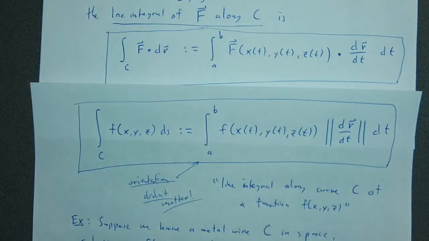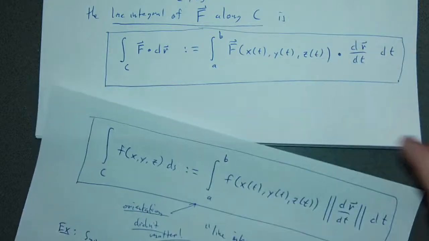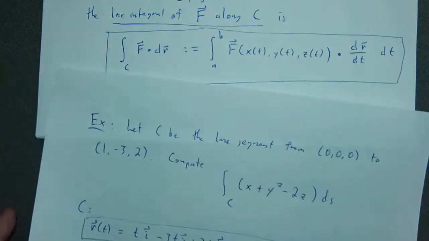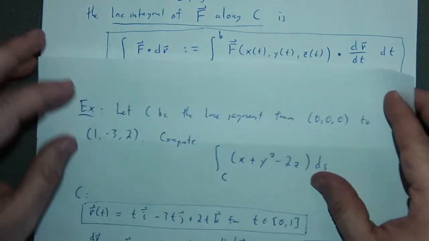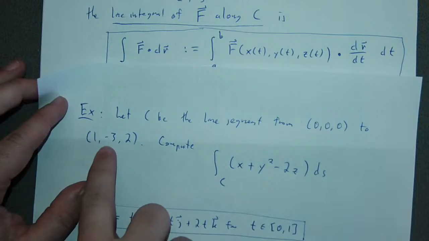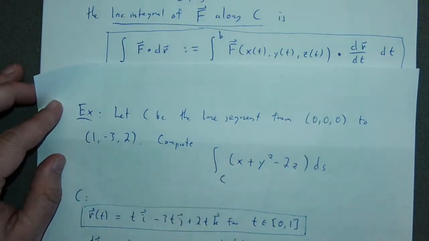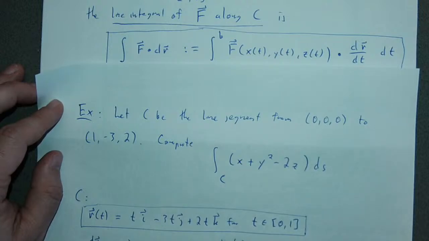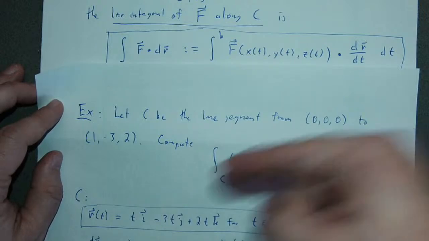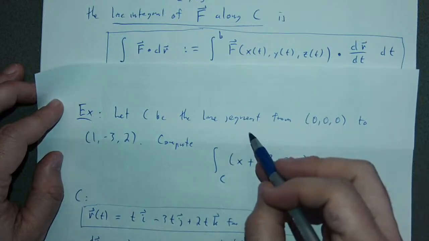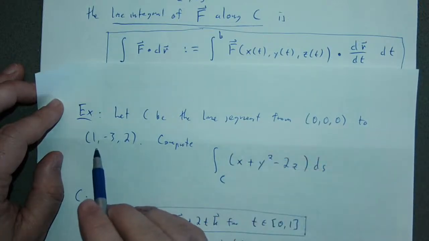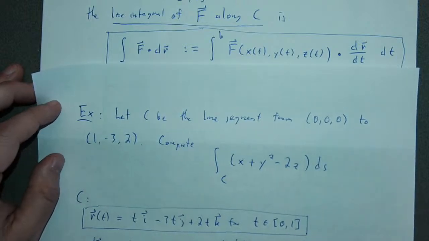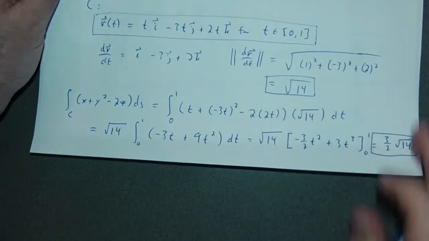What's another way to see this? Well, we actually did an example. Let me see if I still have it. There we go. So I described C in the example we did as a line segment from 0, 0, 0 to 1, minus 3, 2. Now that specifies a direction and orientation. The question is, would this computation have been altered in any way if I had oriented it backwards? So what if I had oriented it as the line segment from 1, minus 3, 2 to 0, 0, 0? Would it have changed what came later?